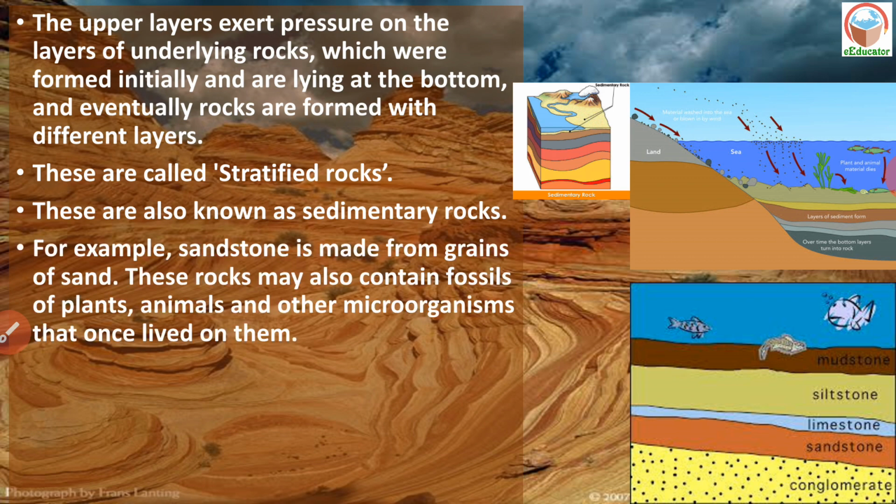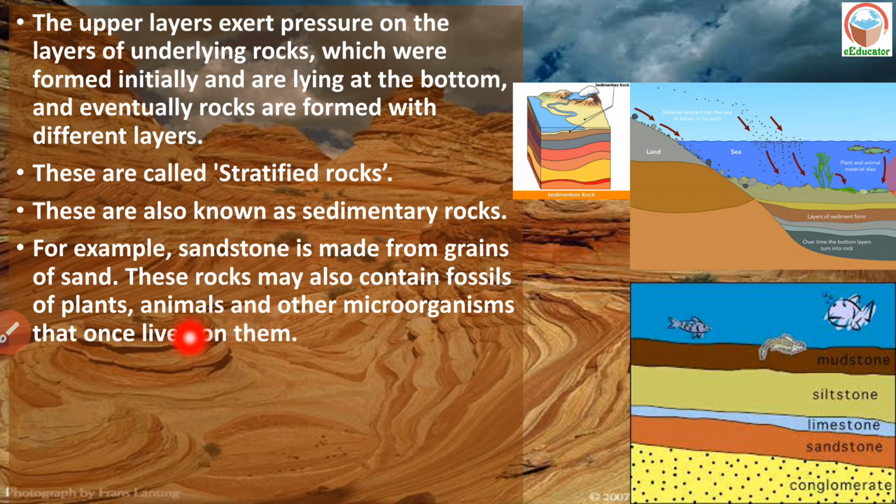So for example, sandstone is made from grains of sand. Generally you can see the background, that is the sandstone. So sandstone is made from grains of sand, and these rocks may also contain fossils. Fossils, in the previous lesson we have discussed, mean the remains of plants or animals, dead animals or plants. So pehle bahut samay pehle jo mar gaye the, uski dead body hai, jo uske remains, uska jo paya jata hai kuch bhi particle, these are known as remains.